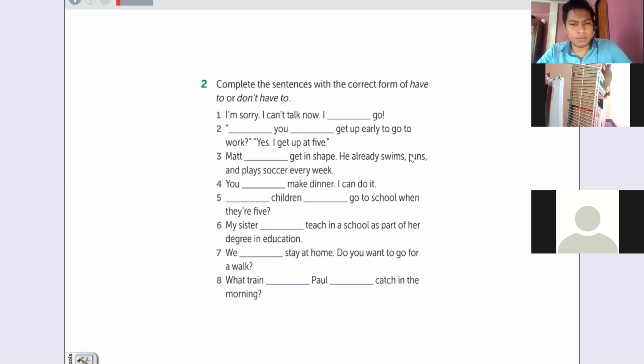Matt doesn't have to get in shape. Again, Matt doesn't have to get in shape. Very good. He already swims, runs, and plays soccer every week. Because of this, if you find the logic, he already swims, runs, and plays soccer every week. So that tells me that Matt is in shape already. So he doesn't need to get in shape. You know? What about number 4?